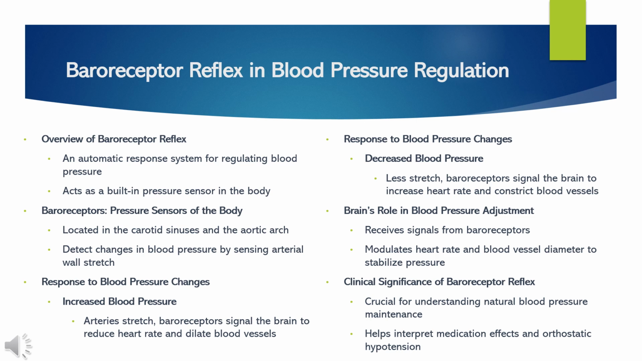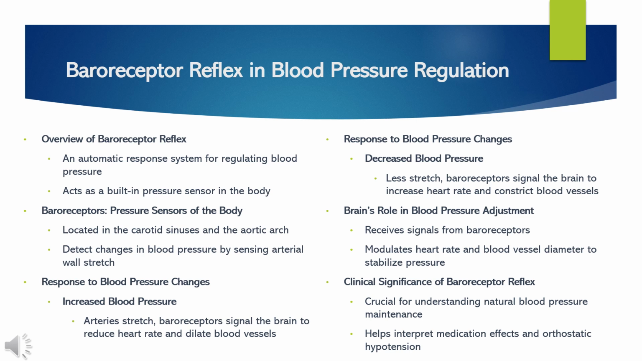Baroreceptors are specialized nerve cells that detect changes in blood pressure. They are primarily located in two areas: the carotid sinuses, which are near the division of the carotid artery in the neck, and the aortic arch, the top curve of the main artery coming out of the heart. When blood pressure changes, these baroreceptors sense the stretch, or lack thereof, in the artery walls.